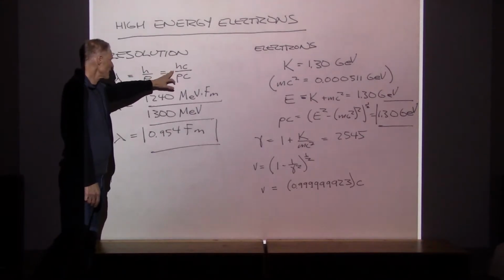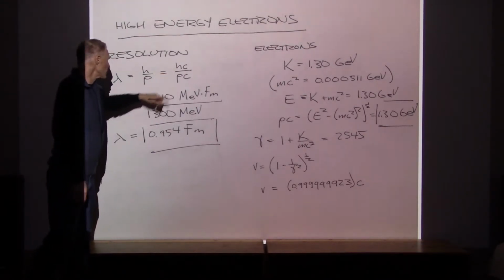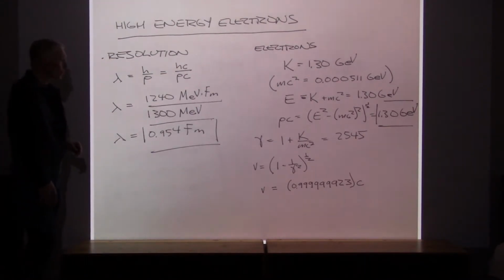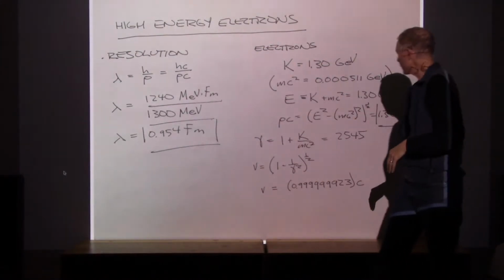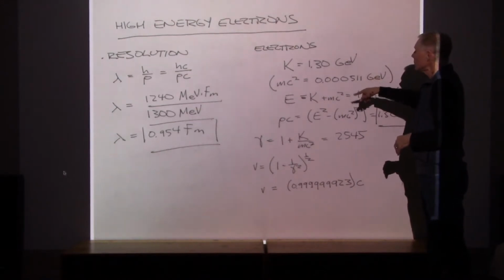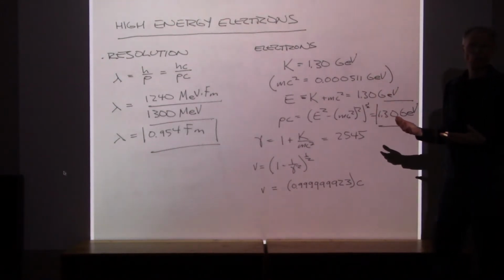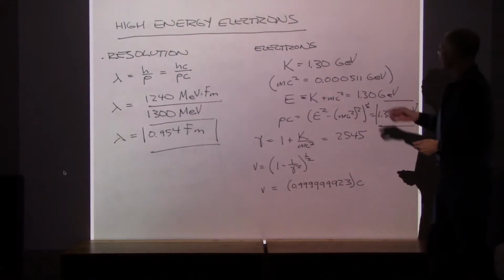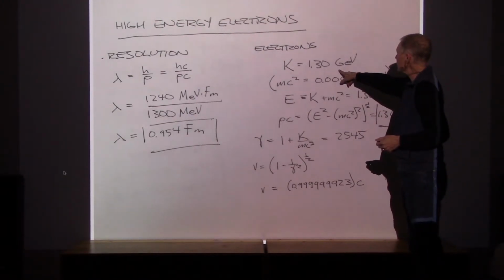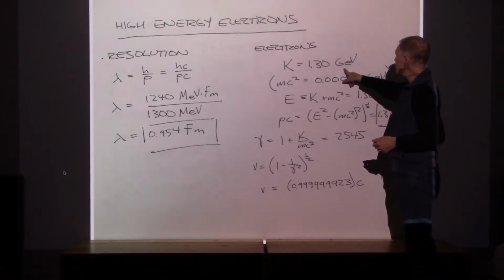And we said that we can do that in shorthand using hc over pc. So let's step over to the right side here. I did the resolution stuff on that side. And on this side, I'm pulling out all of our relativity formulas because these electrons are going really fast. The kinetic energy, it says that we're going to give these electrons 1.3 GeV.